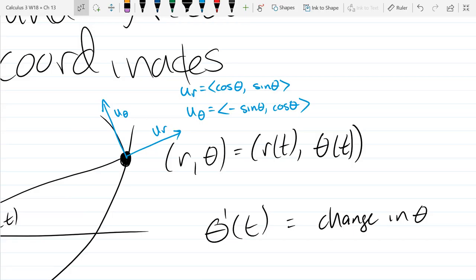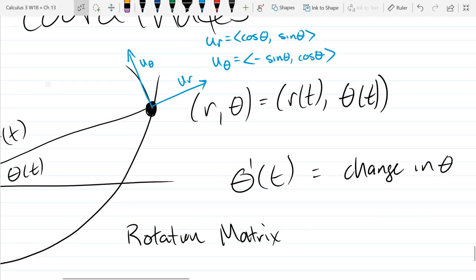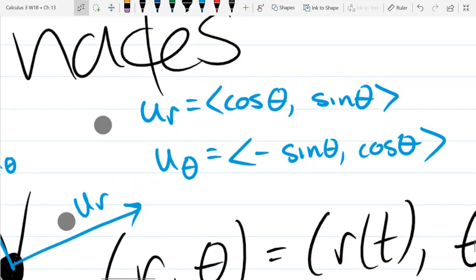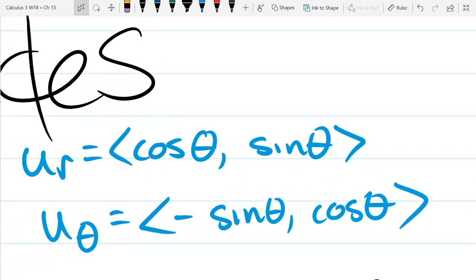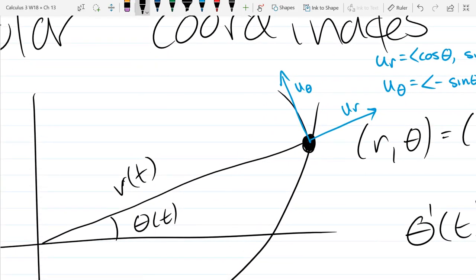So we have a rotation matrix. I'll write that out. Oh, before I talk about the rotation matrix, what variable did not show up in either of these two vectors? T. T didn't show up, but what other variable? R. Yes. So what that means is it doesn't matter how big R is or how small R is. If you think about it, would U theta and U R be any different if I was at that point? No. You would still have the exact same two directions. So that tells you it's independent of how far from the origin you are.